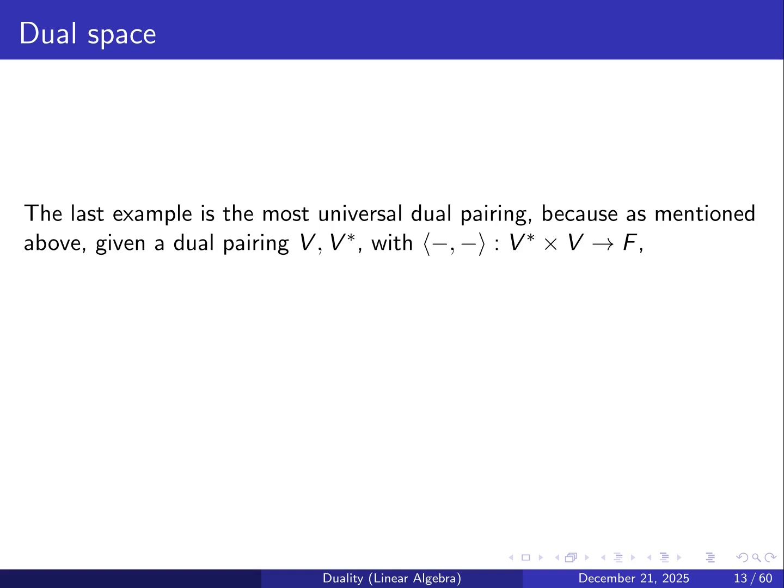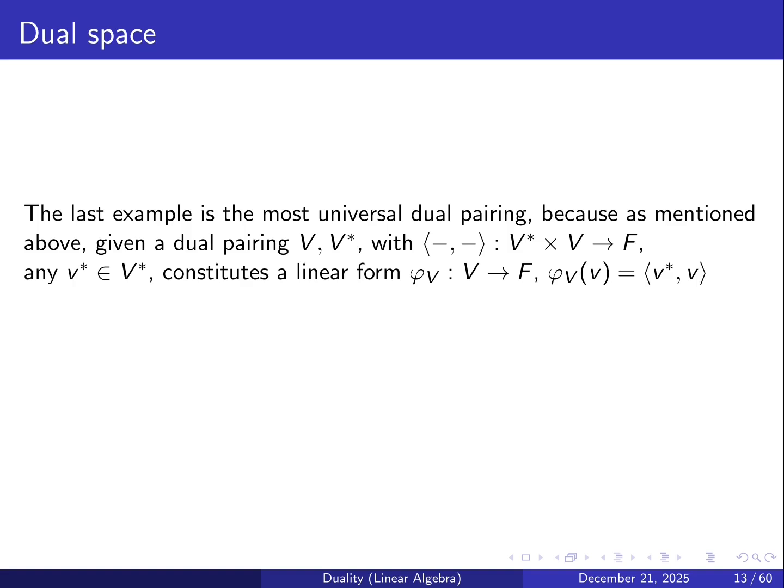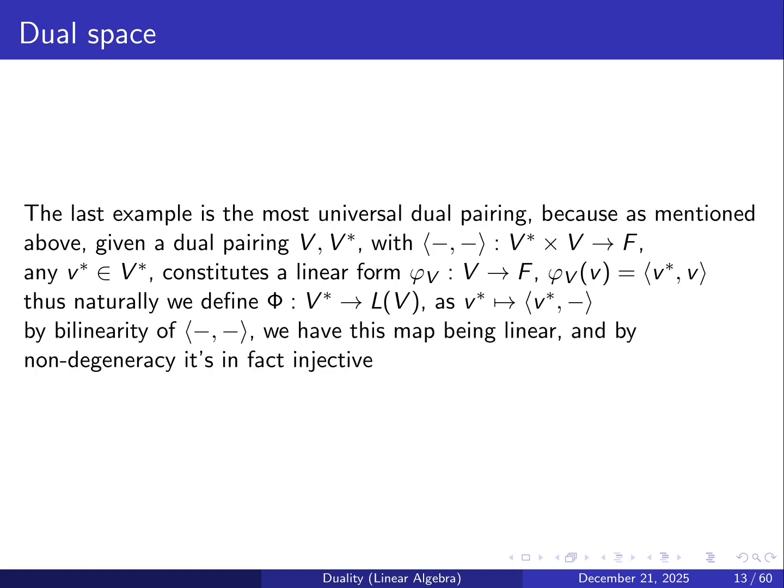V, V star with the scalar product denoted with angle brackets, any V star constitutes a linear form, which is just fixing the first argument as V star and treating it as a linear form. Thus, naturally, we define big phi, the map from V star to the linear forms on V, sending V star to the corresponding linear form. By bilinearity of the scalar product, this map is linear, and by non-degeneracy, it is in fact injective.